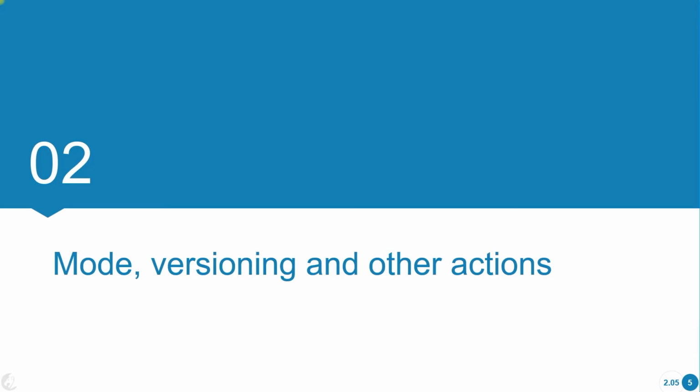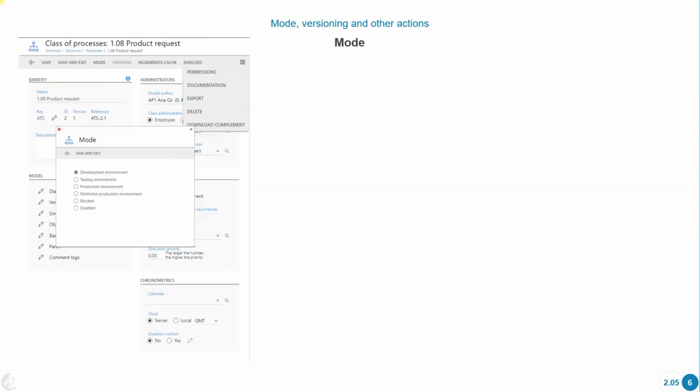In this second part of the blog, we are going to learn about the mode, versioning, and other actions. We have given a name to the class of processes, a key, and we have saved it. When we save it, a few options appear in the taskbar. Let's see what these options are for. Let's see the mode option first.